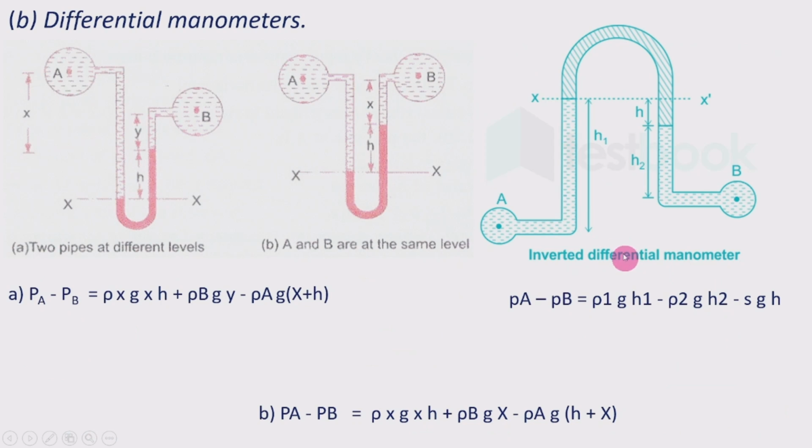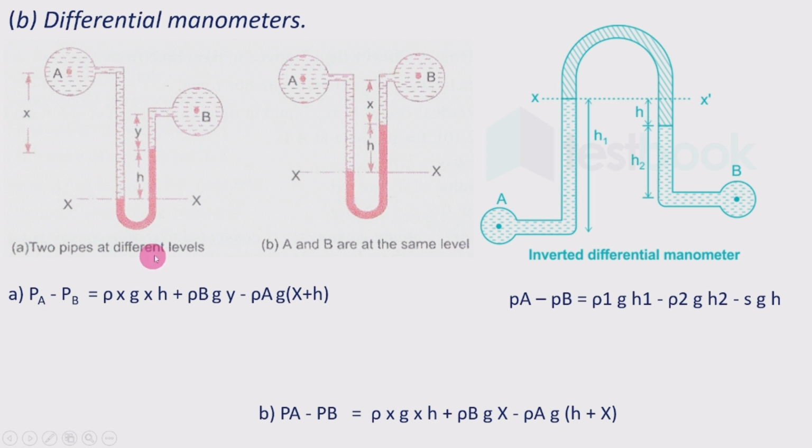Further moving to the other types of manometers, those are the differential manometers. Differential manometers are used to measure the difference in pressure. If two pipes are there, pipe A and pipe B, and we want to measure the difference in the pressure of these two pipes, we can use the differential manometer.